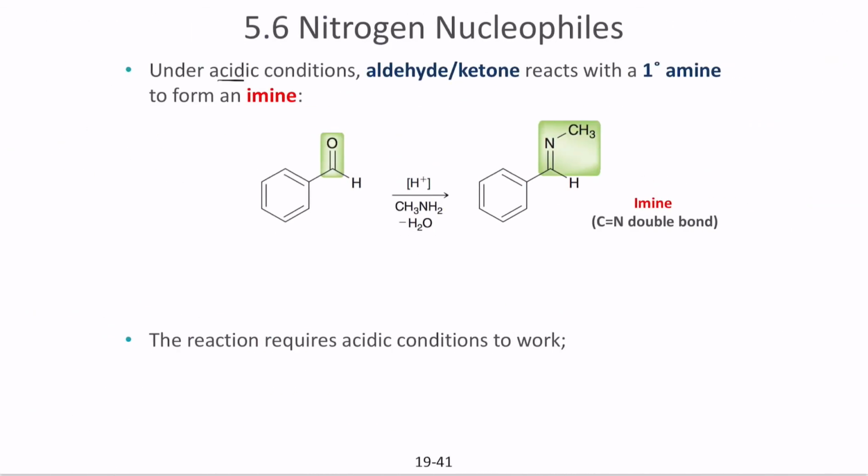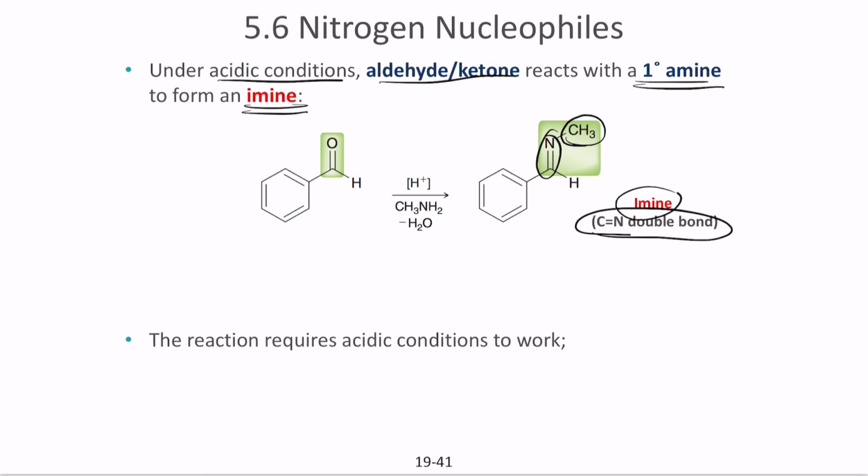Under acidic conditions, an aldehyde can also react with primary amines to form what we call an imine. An imine is a double bonded nitrogen with a side chain. So when you have a double bonded nitrogen with carbon, we call that an imine. Single bonded nitrogens bonded to hydrogens are called amines, and double bonded ones are called imines. The reaction requires acidic conditions to work.